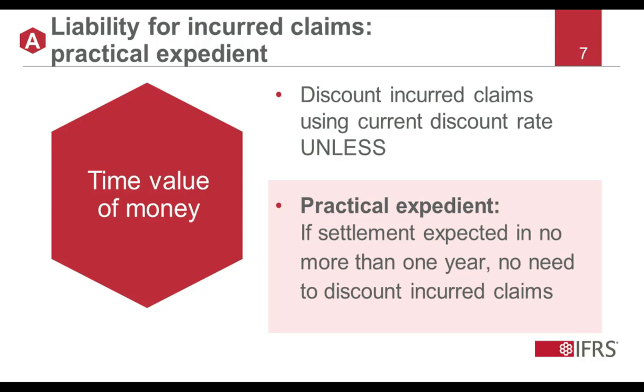However, IFRS 17 allows an additional practical expedient for contracts measured using the premium allocation approach. Applying this practical expedient, an entity does not need to discount the incurred claims if the time difference between the date those claims are incurred and paid is no more than a year.